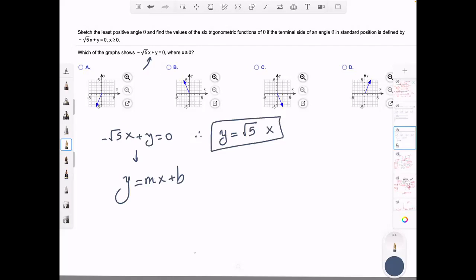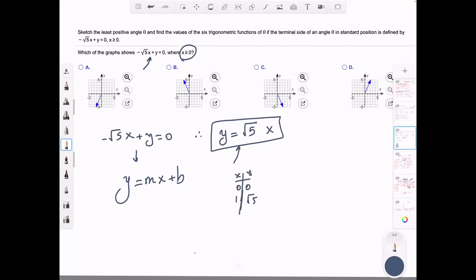And we also know x is greater than 0. So what's happening here, there are two ways to graph the line. One of them is just 2 points, x and y. X is 0, y is 0. X is 1, y is root 5.